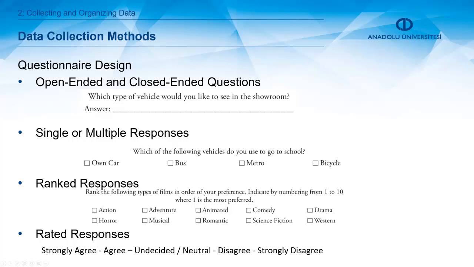Ranked responses. What might happen is sometimes you need to collect the preferences of people about something, like films.